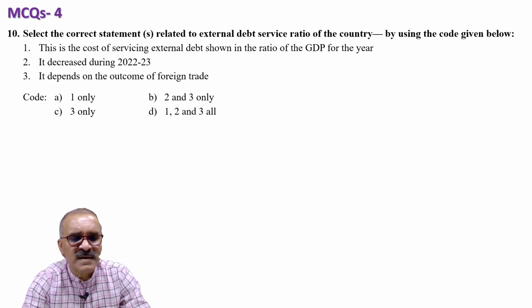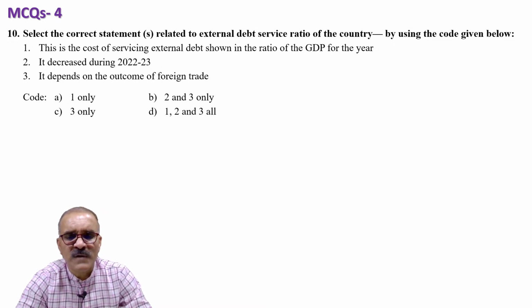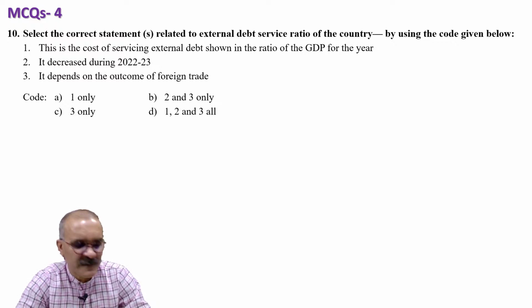Question number 10, the last question of today's session. Select the correct statement related to external debt service ratio of the country. Country means India. This is the cost of servicing external debt shown in the ratio of the GDP for the year. It decreased during 22-23. Again, fact, survey. It depends on the outcome of foreign trade. Pick the correct choice.